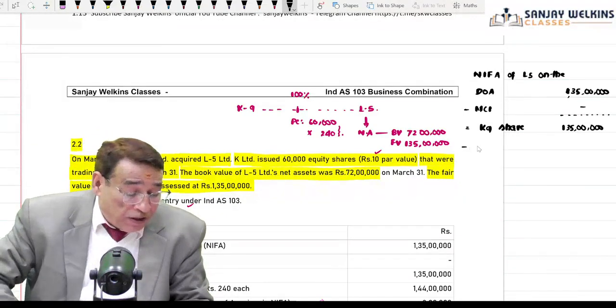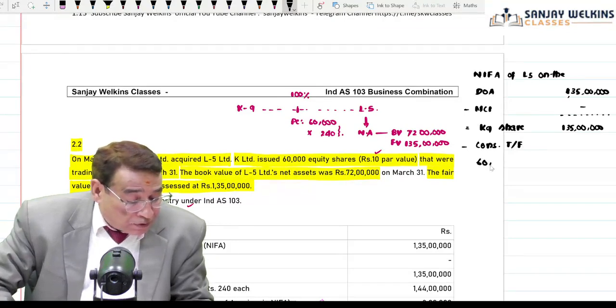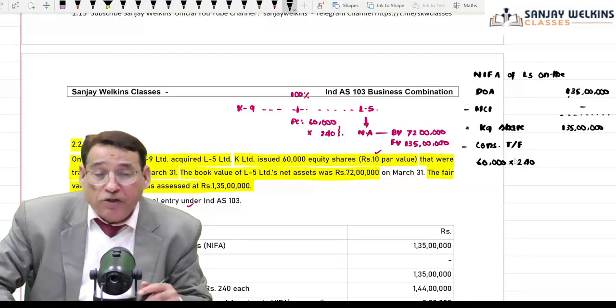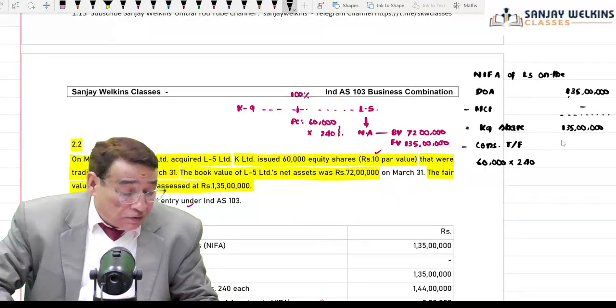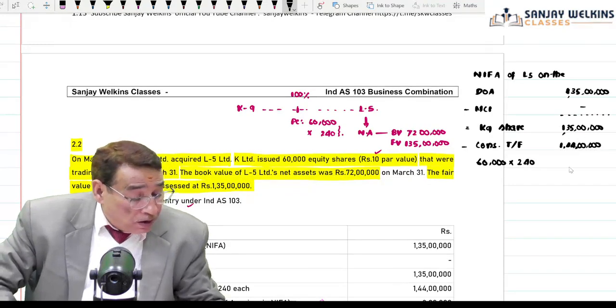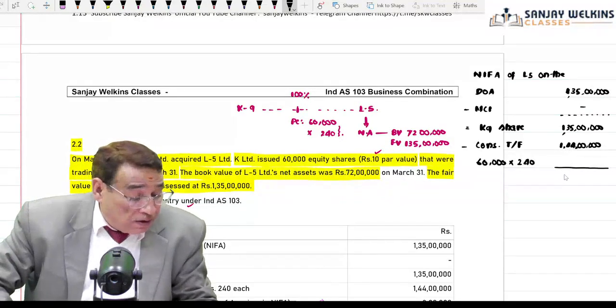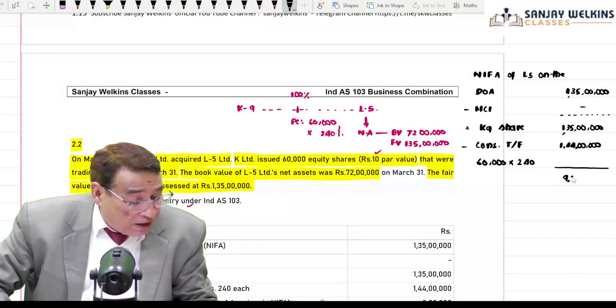Now you simply compare it with the consideration transferred. Consideration transferred will be equal to 60,000 shares, because you are offering 60,000 shares, and quite obviously you are going to offer them at the rate of 240, because the market value per share is 240. 60,000 into 240 is equal to 144 lakh. So even in this case, the amount of consideration is exceeding the share. The difference will be your goodwill, and goodwill will be equal to 9 lakh.